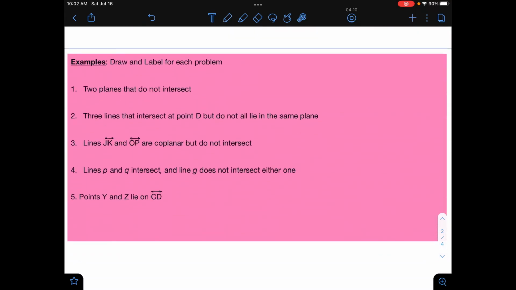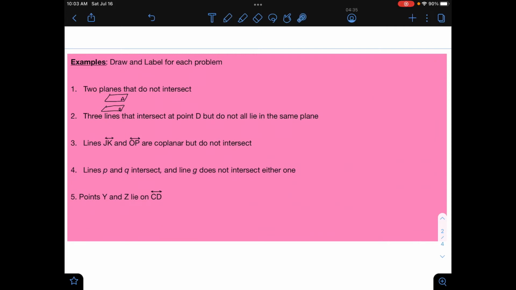Okay, so down here we're going to draw and label for each of these problems. So first, 2 planes that do not intersect. So that means they won't be touching. So we can have a plane here and then a plane here. And those 2 planes will never intersect. And we can name these planes. So we can have plane A and plane B.